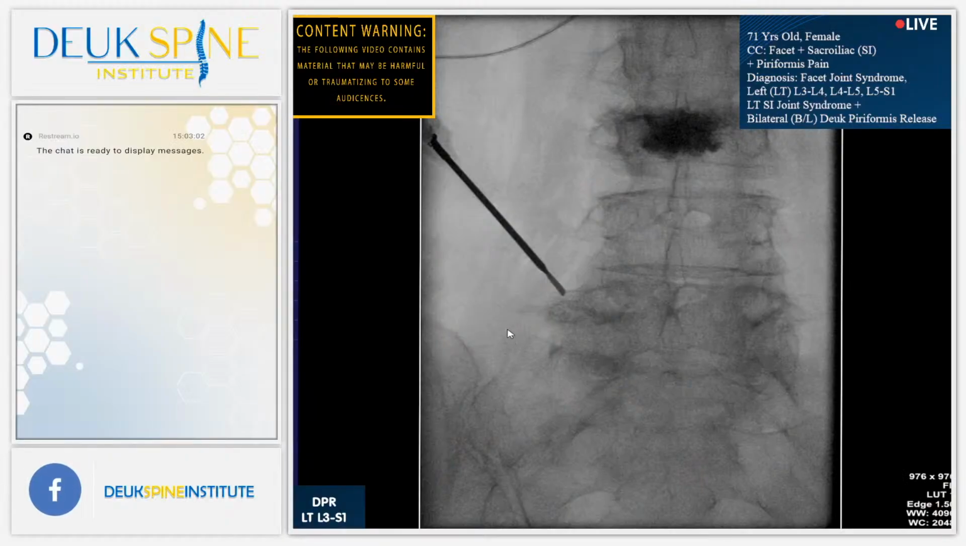We are burning the pain nerves that go to the facet joints that transmit pain signals up to the brain. You can see the facet joint right there. Jordan is showing it to you right there. And the facet is huge. It's big, full of arthritis. That's why she's having pain.